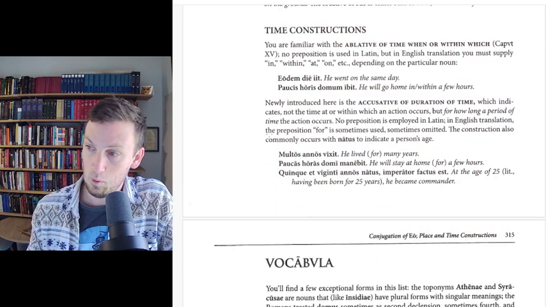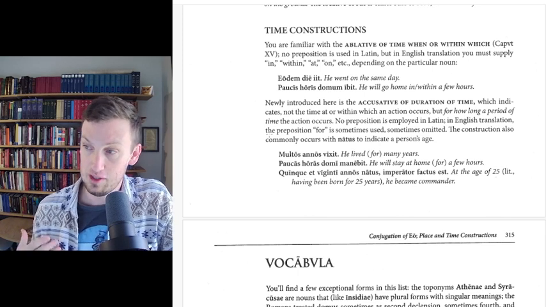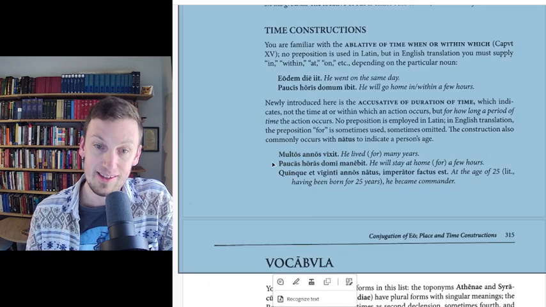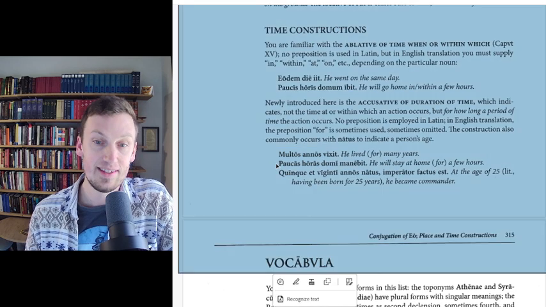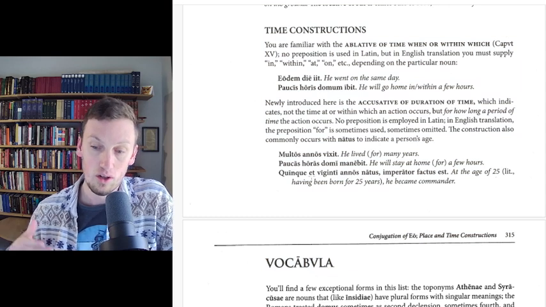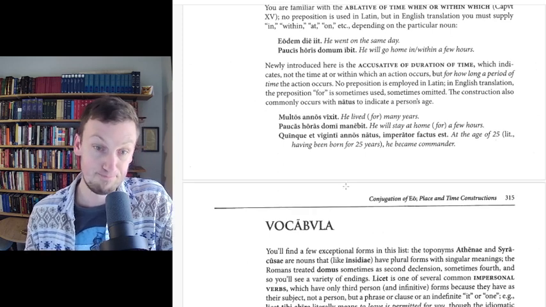So that's telling you when it's happening, as opposed to the accusative of duration, which is explaining for how long something is happening. So vixit multos annos, he lived for many years. That's not telling you when he lived. That's telling you the duration of his life, for how long vixit, the verb, happened. He lived for many years.